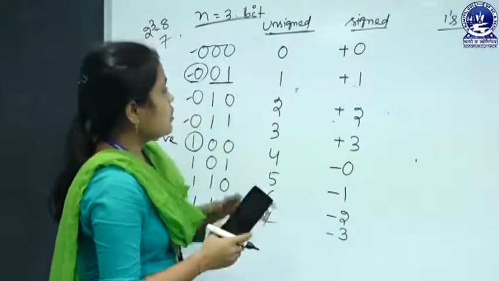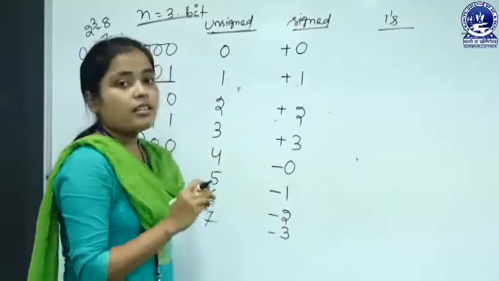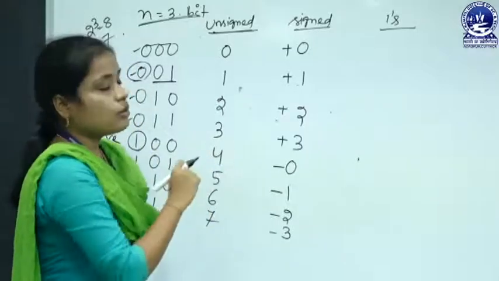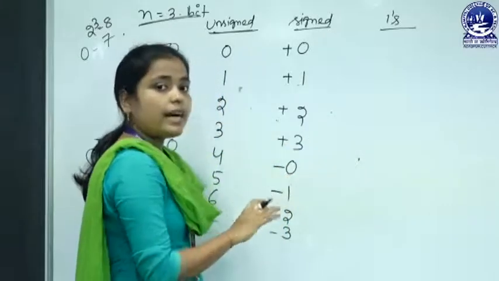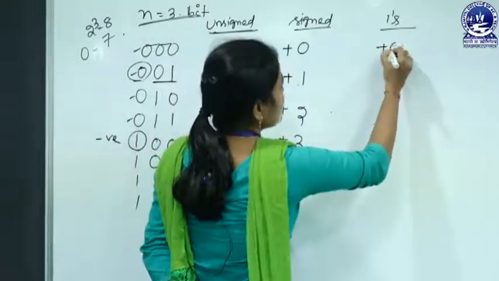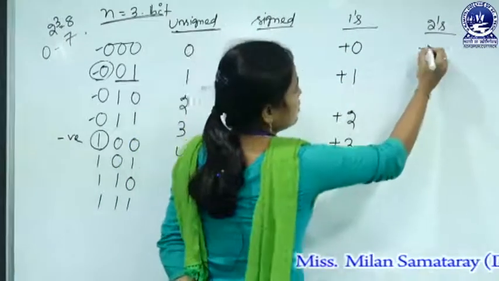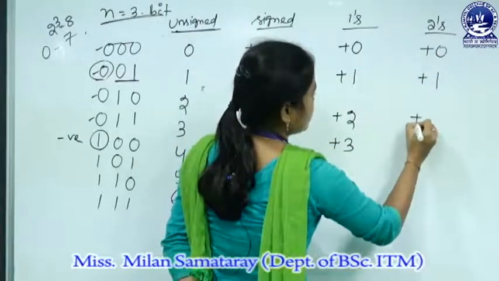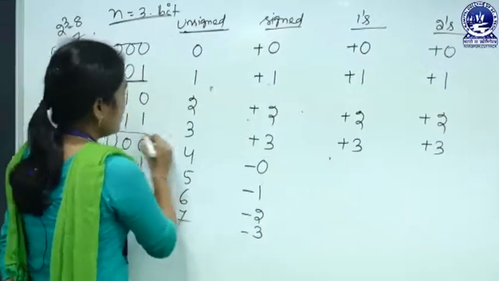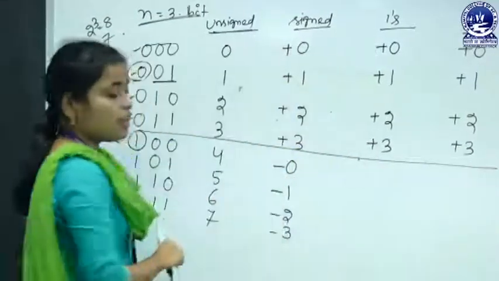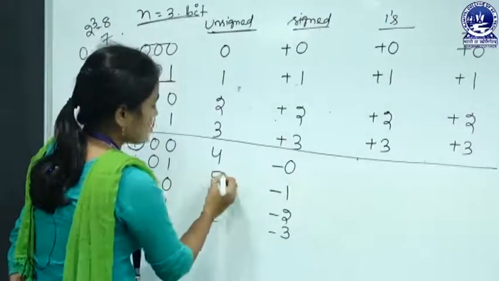As I have already told you, for positive signed numbers we do not need to find out the ones complement. You can simply write the same as the ones complement and twos complement. It is 0, 1, 2 and 3, this also remains the same. So, we have to find out the ones and twos complement only for negative numbers. I will tell you why in the later videos.